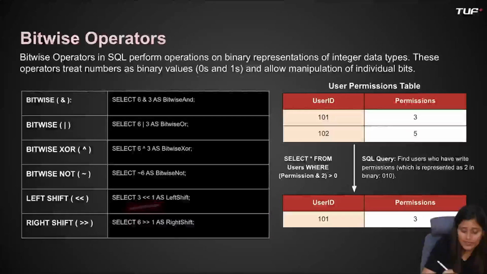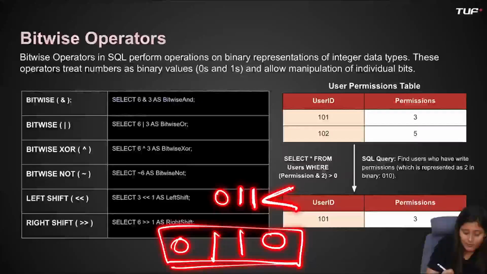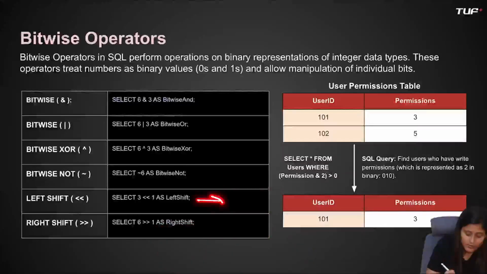Left shift basically means, if you denote the 3 in binary form, it will be 0, 1, 1. Left shift means shifting the digits towards the left. So this is how it will look, and this is nothing but 4 plus 2, which is 6. So this will be 6.